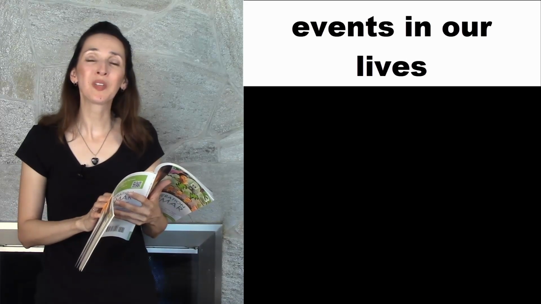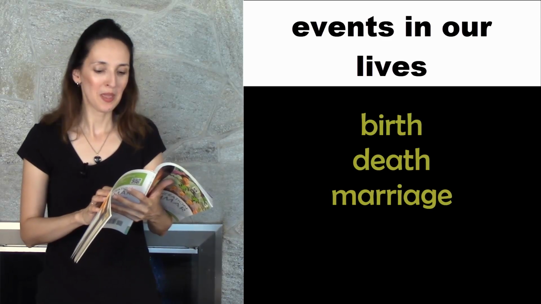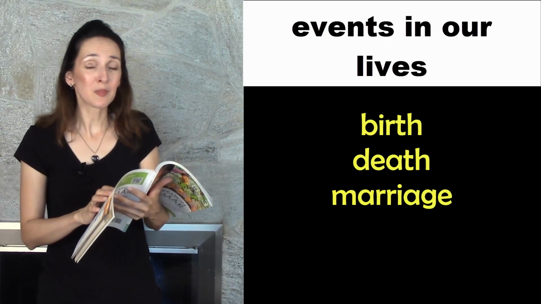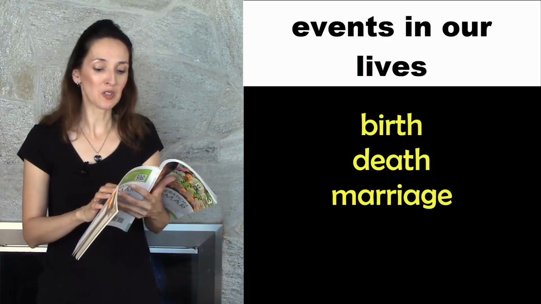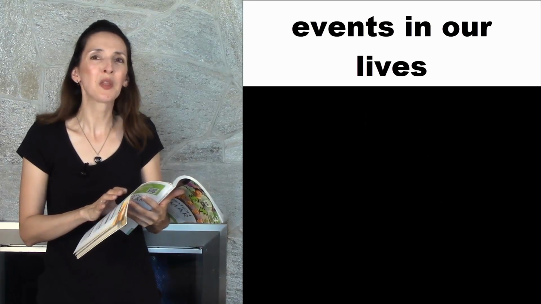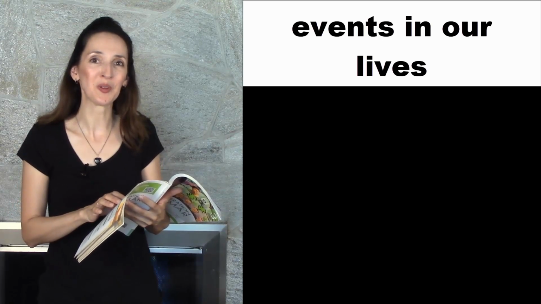We use uncountable nouns to refer to events in our lives or in history. Birth, death, marriage. But if we get specific, we can use these nouns with a countable meaning. For example, we can talk about having multiple marriages, marriages to different people.